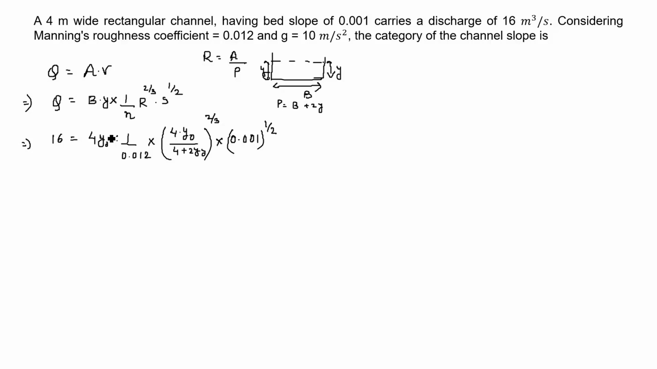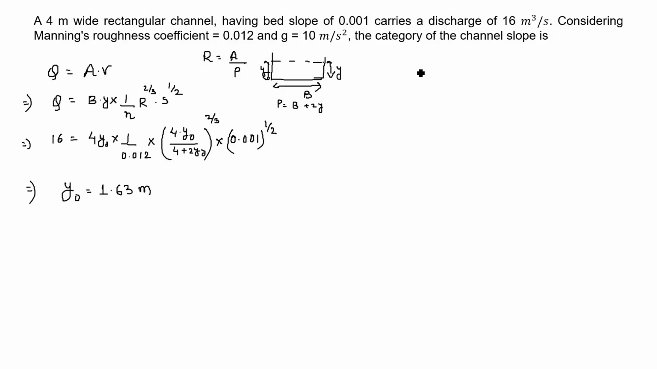Now when we solve this equation, we will get Y naught, that is normal depth, as 1.63 meter. This equation can be solved by hit and trial method. So Y naught will be 1.63 meter.